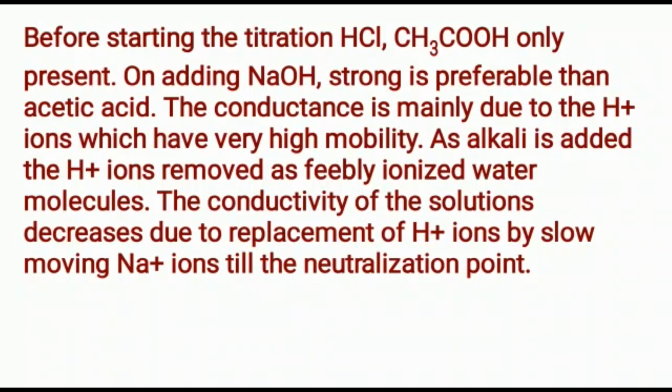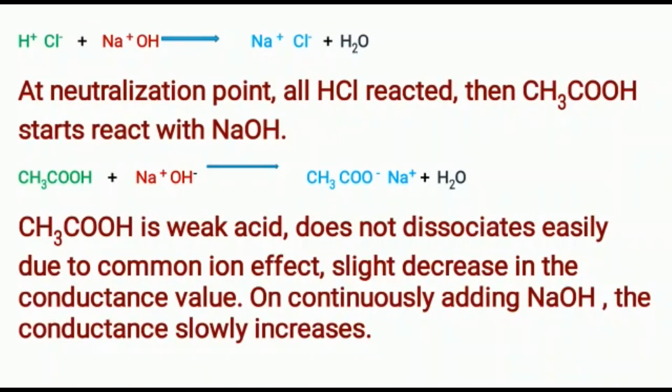The conductivity of the solution decreases due to the replacement of H plus ions by slow moving Na plus ions till the neutralization point. Till the equivalence point or neutralization point of HCl, because we have two acids but we are taking only the neutralization point of HCl acid. Now sodium hydroxide is added to the mixture. HCl reacts with the base. It gives Na plus and Cl minus. The conductance decreases slowly, since fast moving H plus ions are replaced by slow moving Na plus ions. So the conductance decreases till the equivalence point.